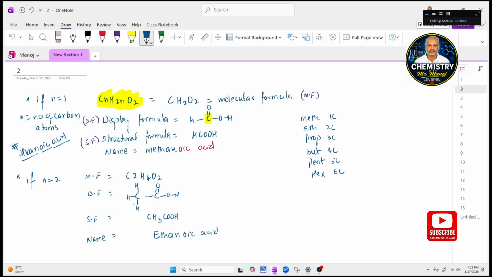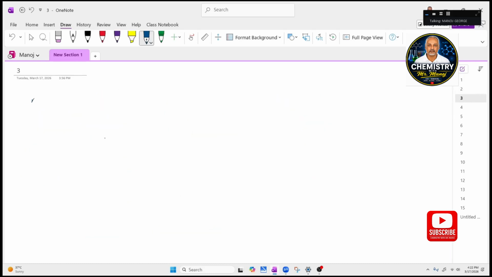If you're feeling strong and feeling like, okay, I got this, why don't you very quickly try n equals 3 and n equals 4. You only have to go till there. If you have something to work on, go ahead with n equals 3 and n equals 4, and you can match the answers as I write. So if n equals 3, go ahead: molecular formula, display formula, structural formula, and the name. Let me know when you're ready.